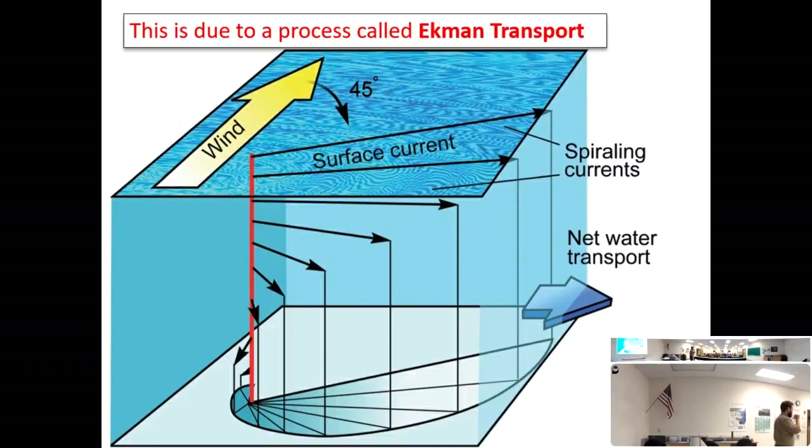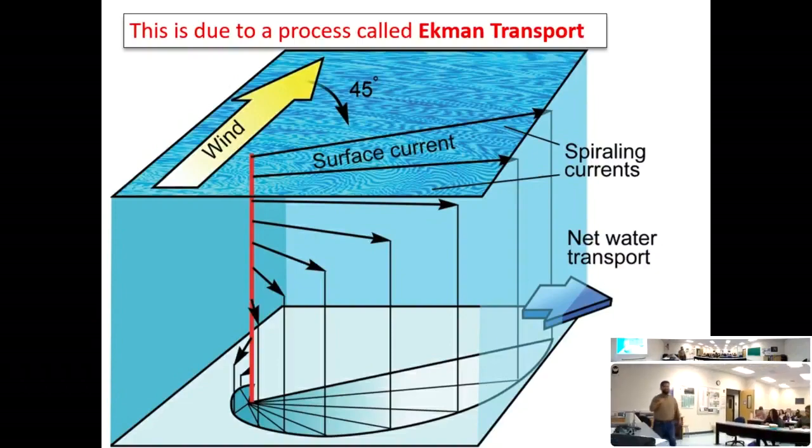So the wind is blowing it. Can you imagine? The ocean is moving backwards relative to the wind direction at a certain depth. Okay, and I'll explain why. I find this very interesting. Maybe you don't, but I do.